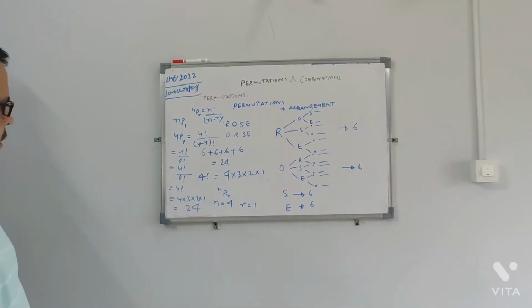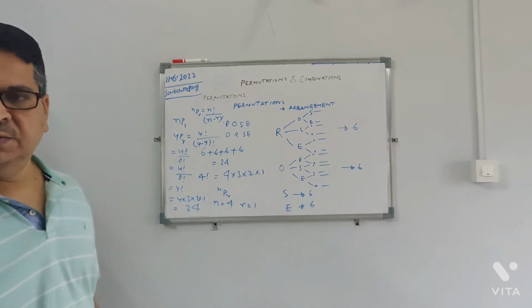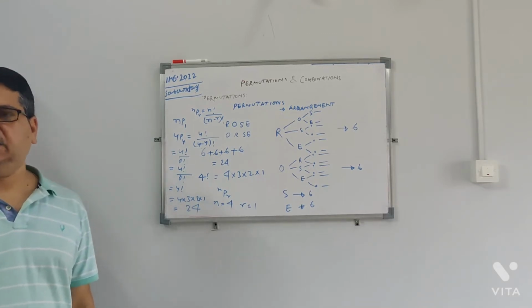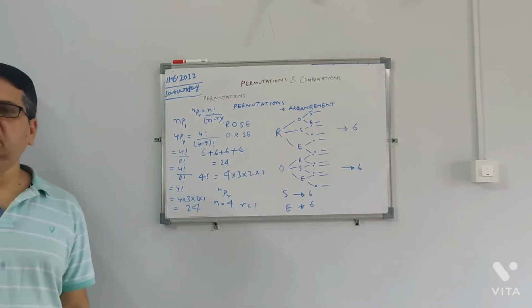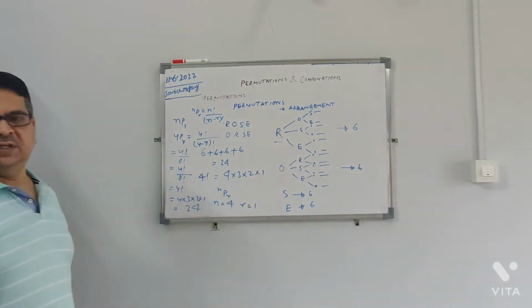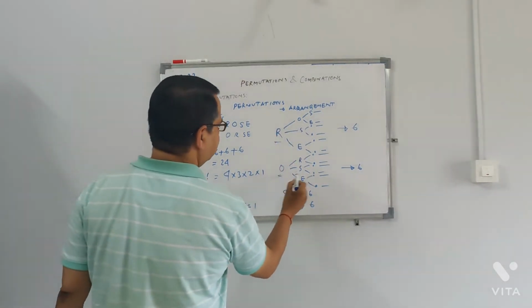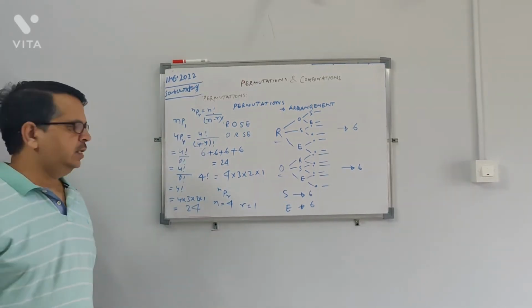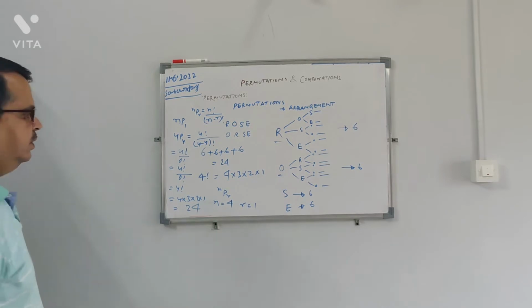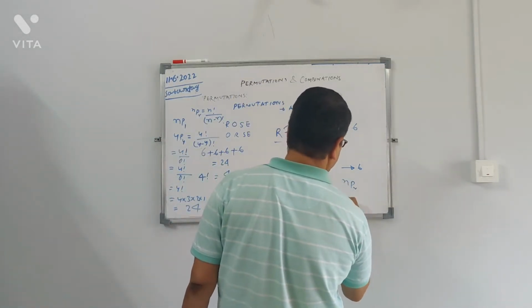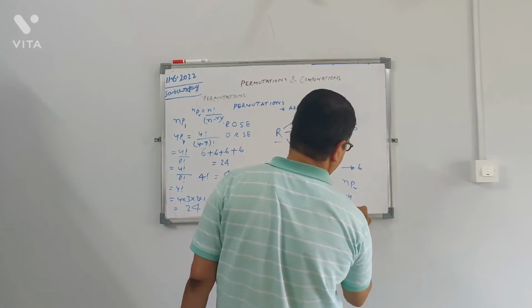Permutation is an arrangement. If you take the word ROSE and you are taking all 4 characters and arranging them in whichever manner you want, if you start with R there will be 6 arrangements, if you start with O there will be 6 arrangements, and likewise there will be 24 arrangements. That 24 is nothing but your nPr, where n is equal to 4 and r is also equal to 4.